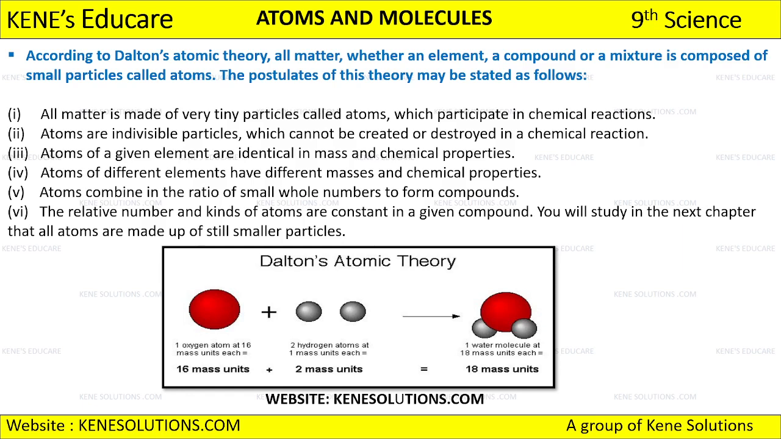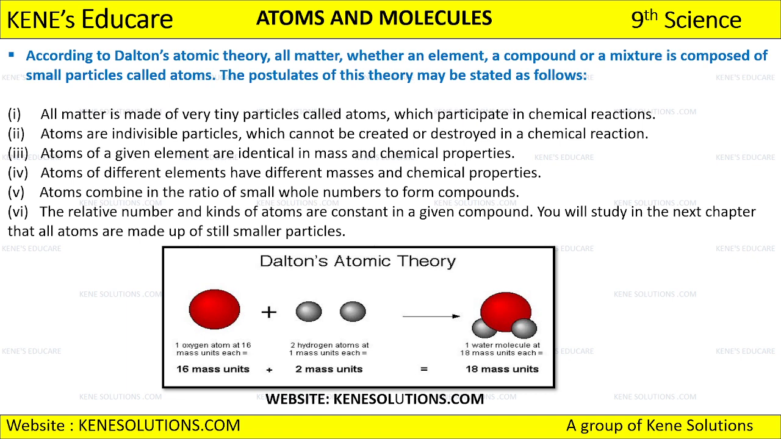Then, atoms of a given element are going to be identical in mass and chemical properties, and if the atoms are of different elements, they will have different mass and different chemical properties altogether. Then we have the fifth point: atoms combine in the ratio of small whole numbers so that they can form compounds. And the last statement that Dalton postulated is that the relative number and kinds of atoms are constant in a given compound.